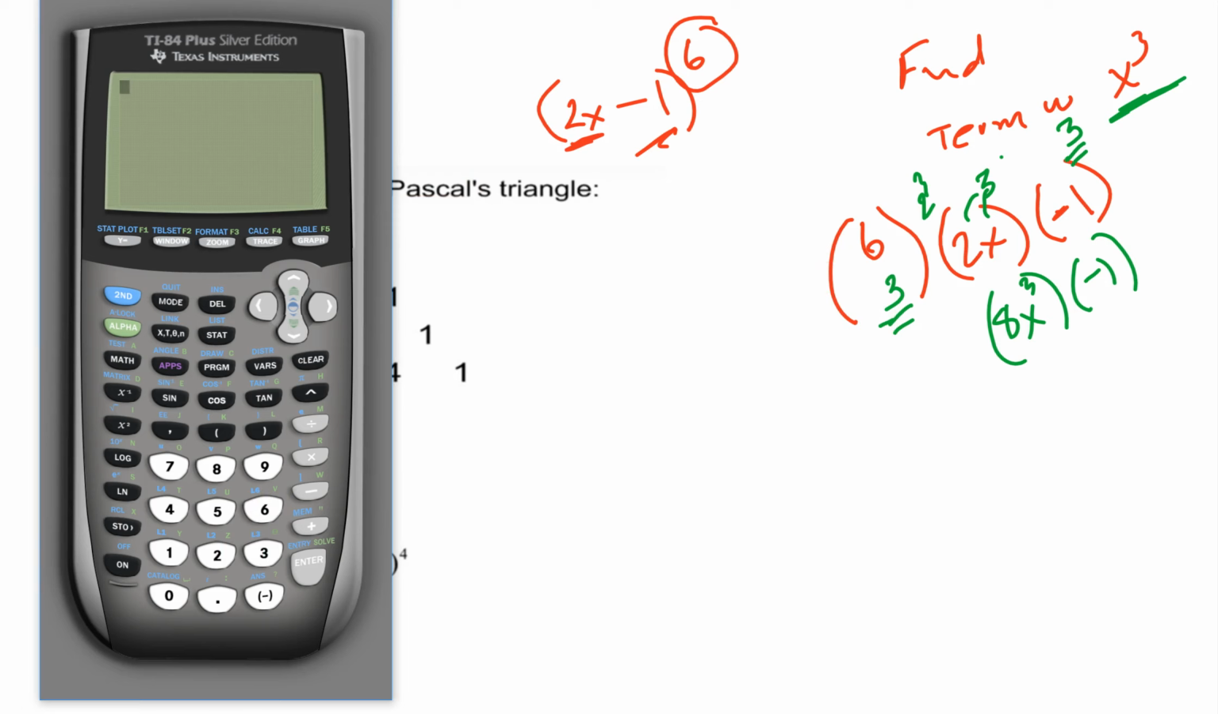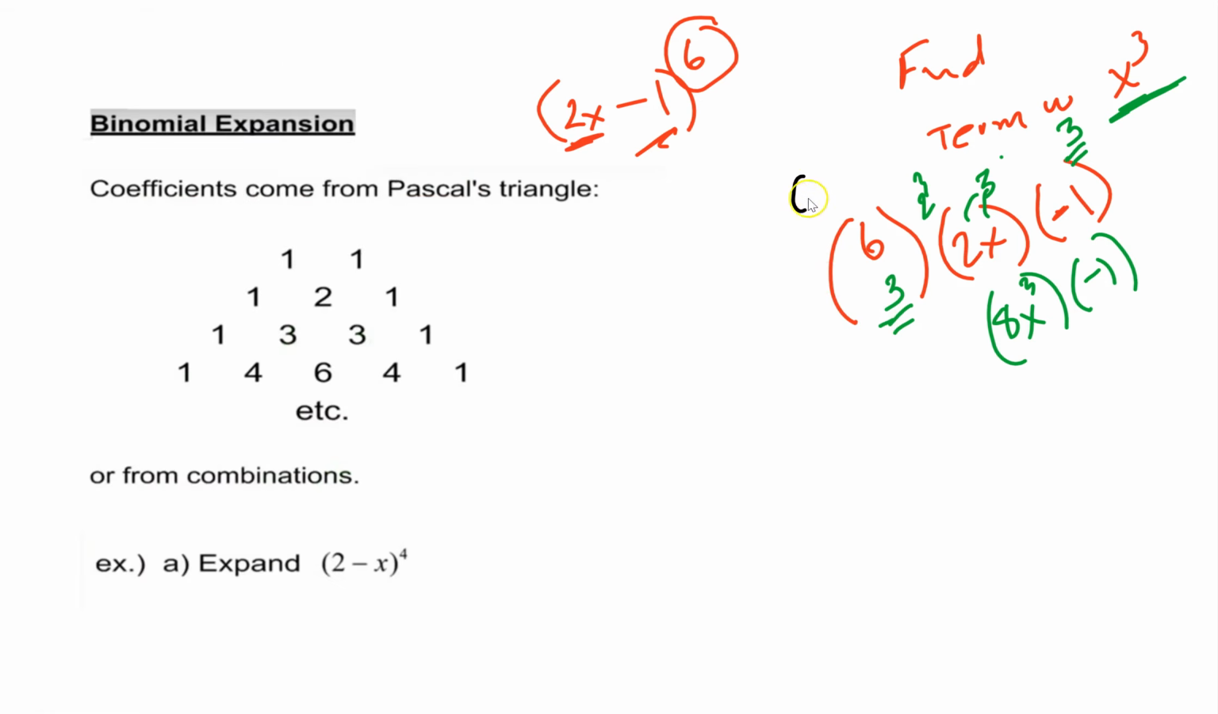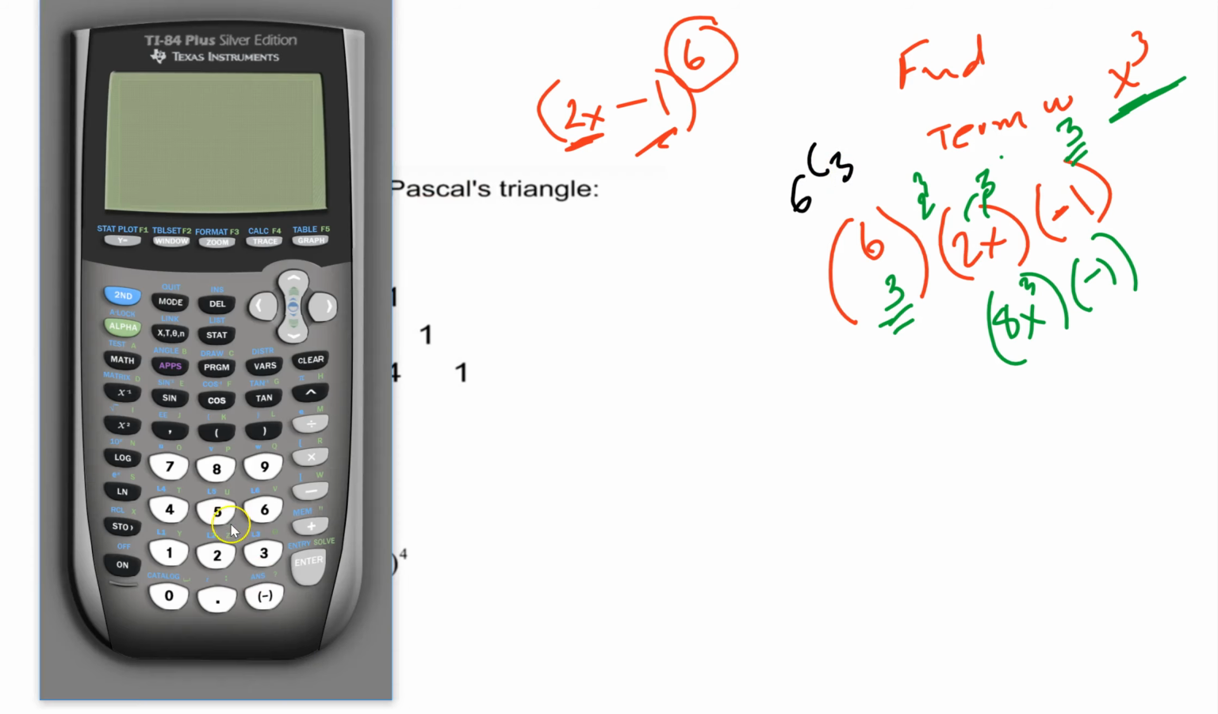So this is the same thing. I should say this first, right? This is the same thing as 6C3. It's a combination. So on your calculator, you can put 6, math, go over to probability, and nCr. And then you put the other one, 3, hit that, and you get 20. So that's one way to do it. You could use your calculator.